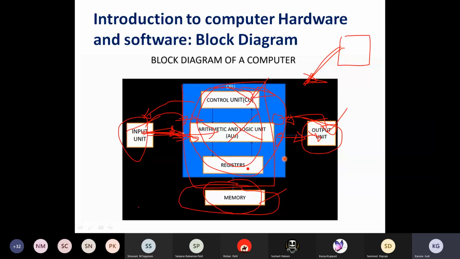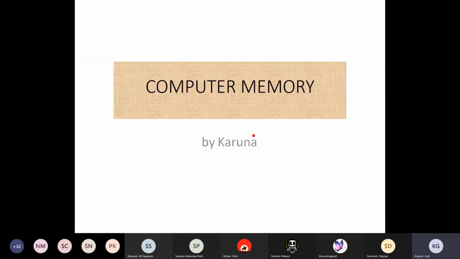And for that, how are we able to store the data? We have memory. In our brain also, we have short-term memory and long-term memory. In the short-term memory, whatever data you store will be kept for a limited amount of time. After some time, it will be erased.